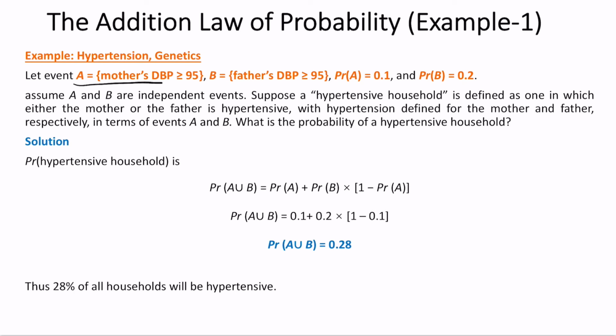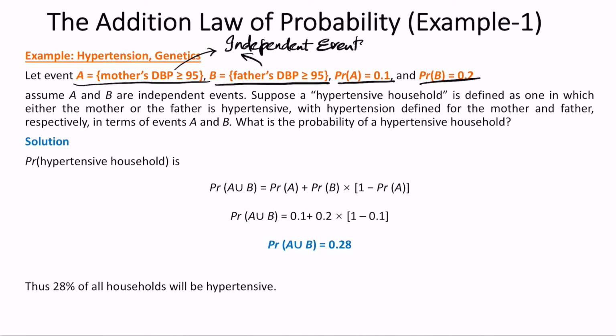Let A be the event where the mother's blood pressure is greater than or equal to 95. B is where the father's blood pressure is greater than or equal to 95. So the probability of A is 0.1 and the probability of B is 0.2. Notice that both blood pressures are independent of each other, so assume that A and B are independent events. They have given you that.